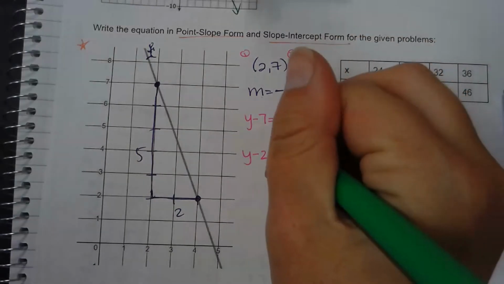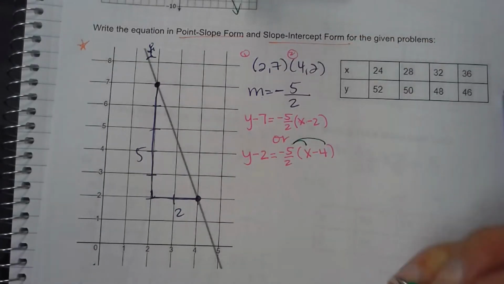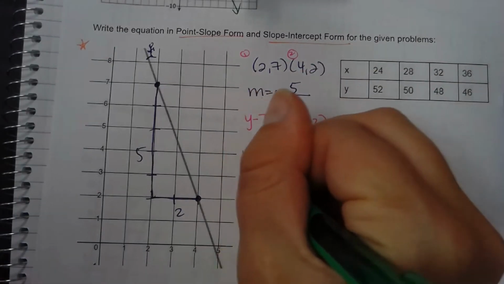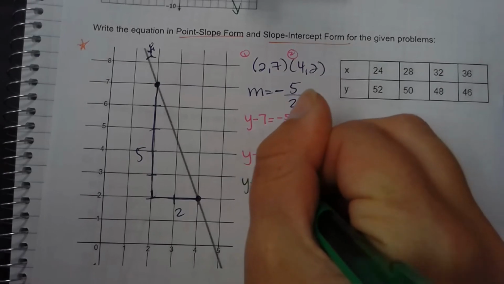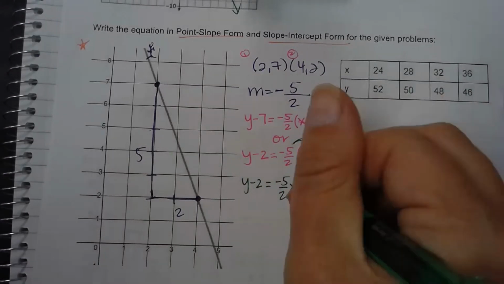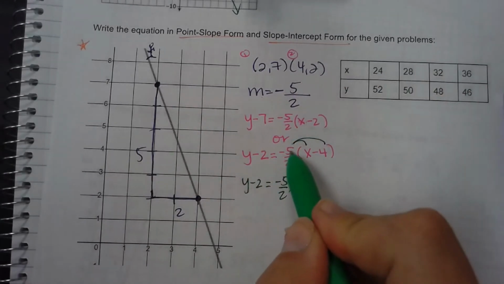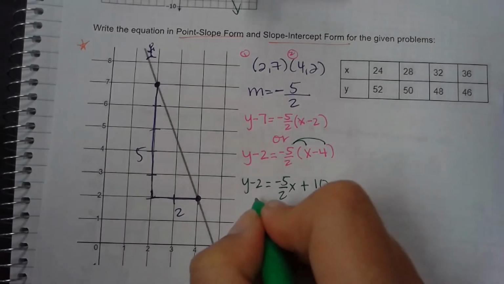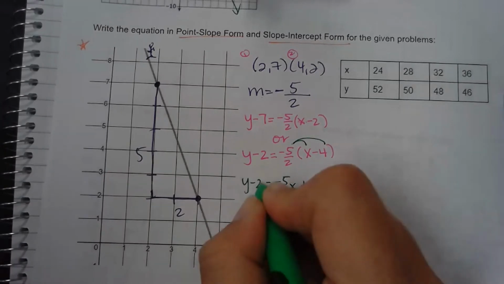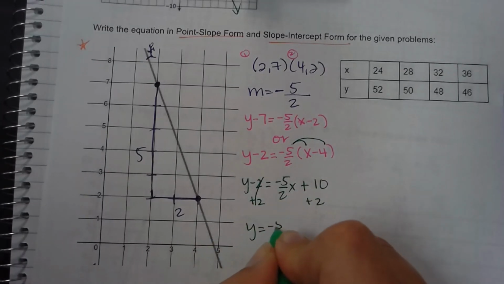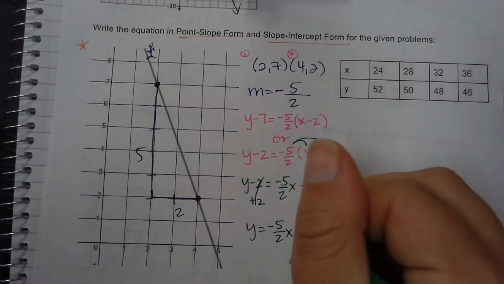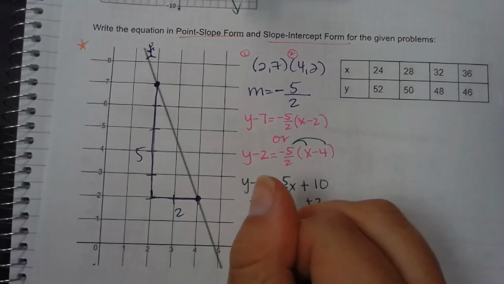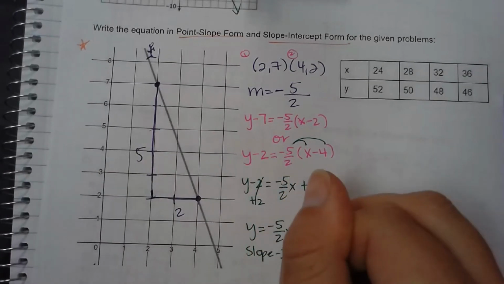Then when we want to put it in slope-intercept form, we distribute. And we get y minus 2 equals negative 5 halves x. And negative times a negative is a positive. 5 times 4 is 20. Divided by 2 is 10. Add 2. Y equals negative 5 halves x plus 12. And that's our slope-intercept form.